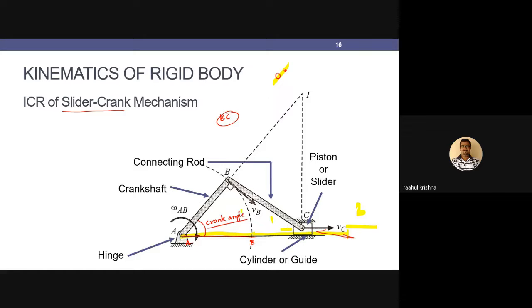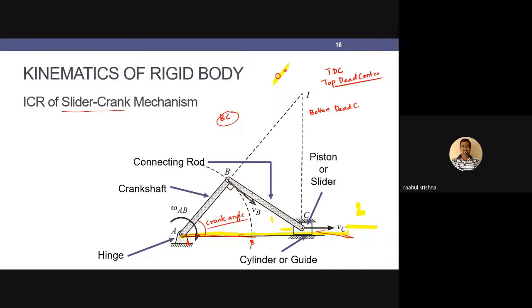Generally, when I take the subject of internal combustion (IC) engines also, there, this particular position, where my crank and my connecting rod, both of them are in the same vertical position, that position I call my top dead center. In the same way, there is one more term which is called the bottom dead center.